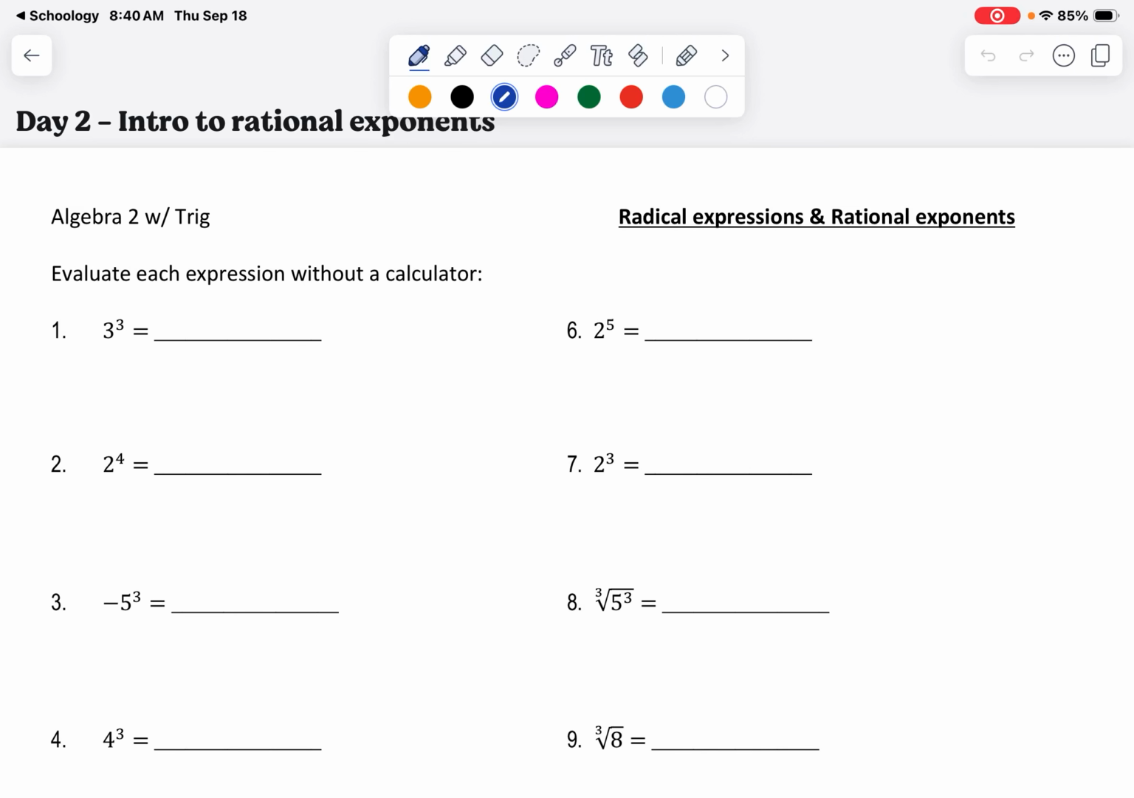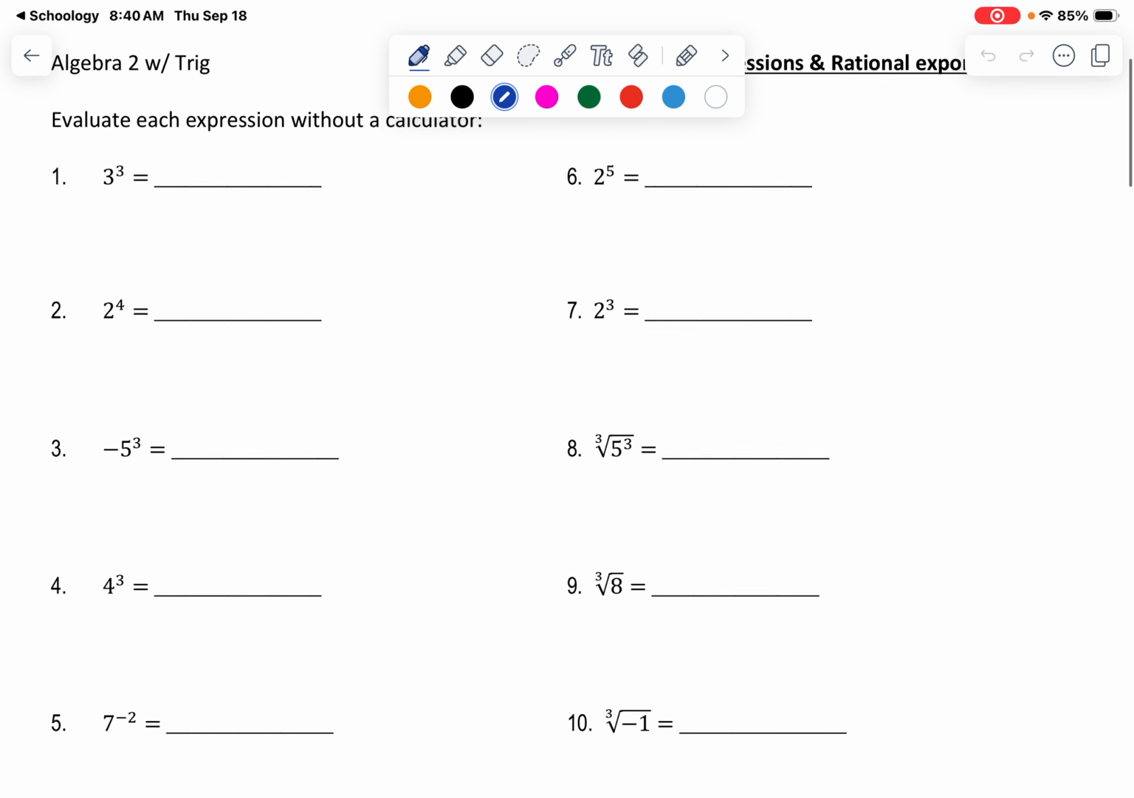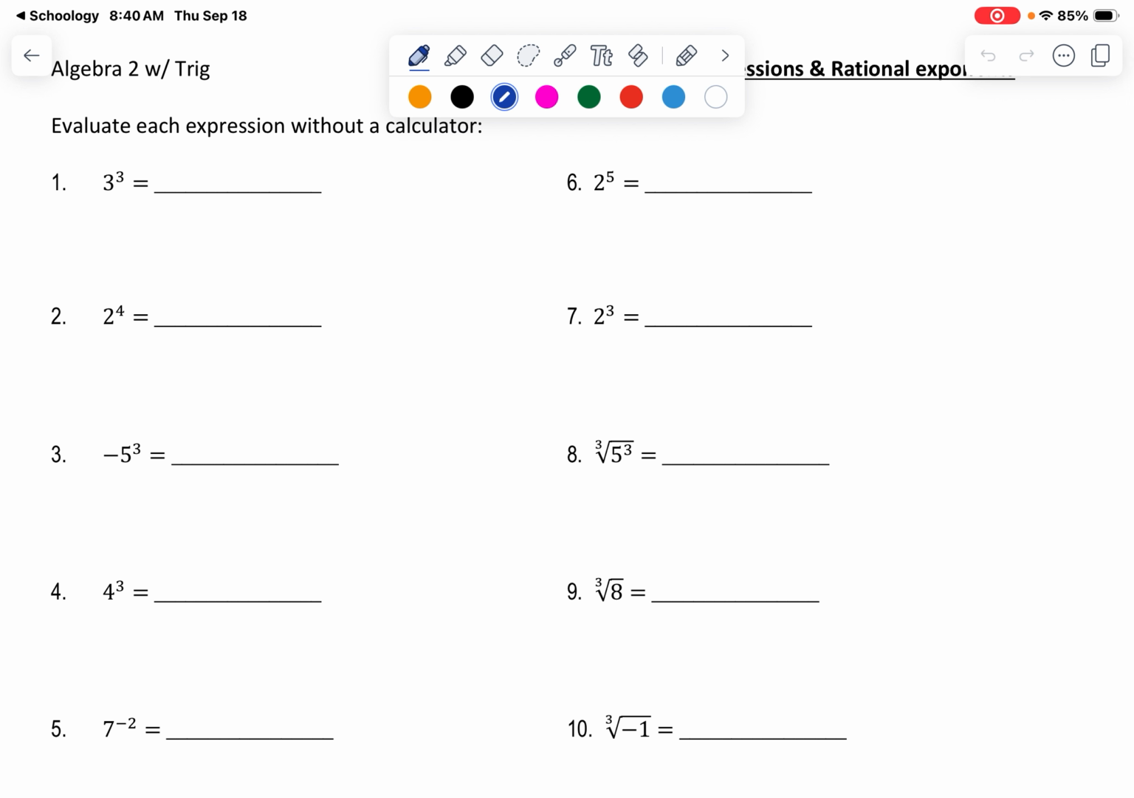All right, welcome. This is our intro to rational exponents. So what I want you to do is start by pausing the video and trying these 10 on your own without a calculator, okay? All right, let's see how you did.